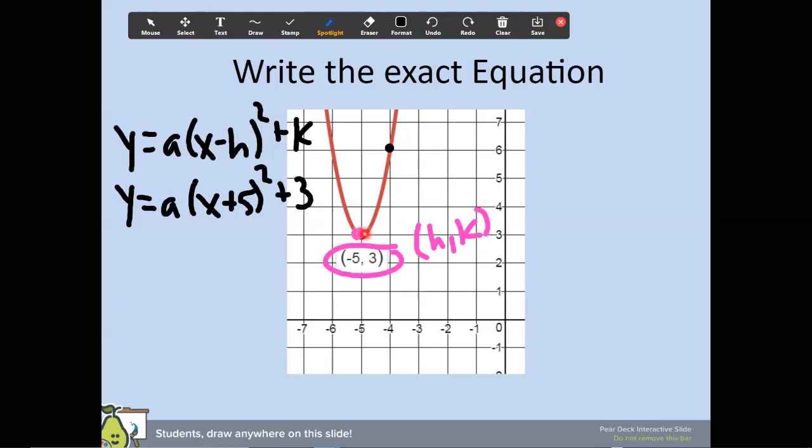If I come to my vertex and I go out 1, squared is 1. I should have been right here at a height of 1. I wasn't. I was up at 2, 3. I was 3 above. That means my a is 3, because 1 squared is 1 and I times it by 3. Okay, so my a is 3. So this is going to be y equals 3 times (x plus 5) squared plus 3.